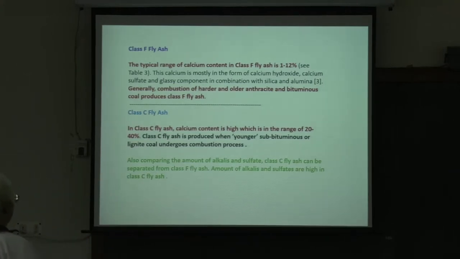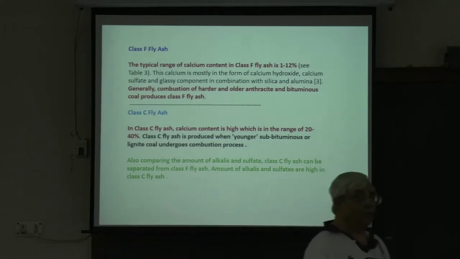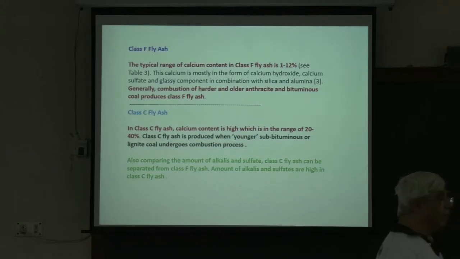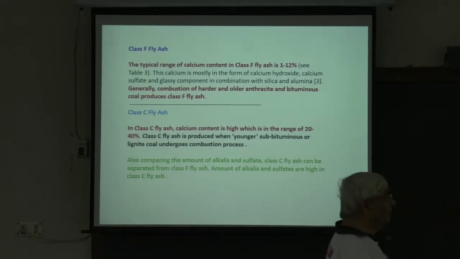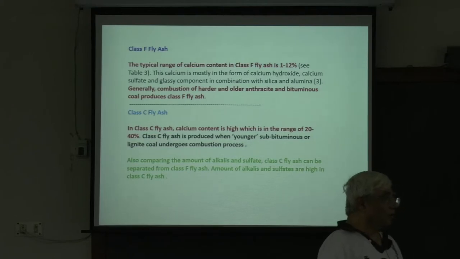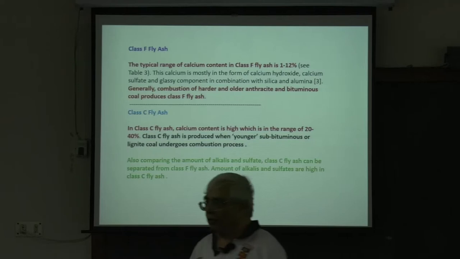Now you may ask the question, why then is the less calcium one called F? I don't know. Anyone have any idea? Professor Kamalkar, you have any idea? Why is the fly ash with less calcium content called F? It may be failed, F-A-I-L-E-D, something like that. But anyway, I don't understand it today.